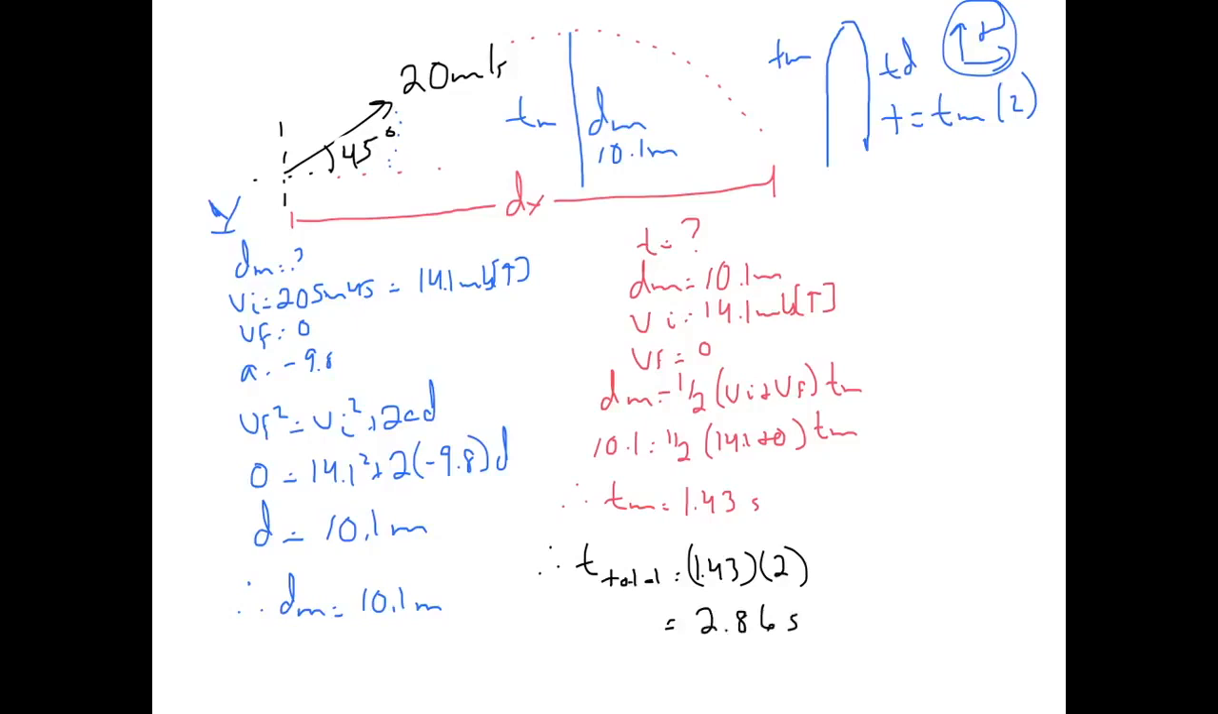Now if we sub that back into our original equation, so let's take a look back at our previous. Now let's plug that back into our other formula from the first page. So we're going to have D equals V times T. V we know is 14.1. Time we now know is 2.86. So we get a total distance of 40 meters.